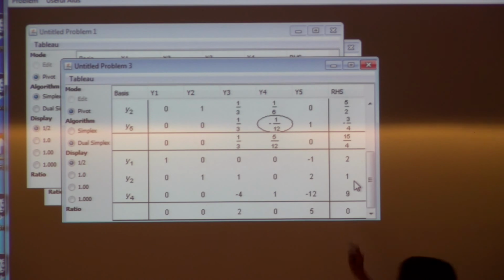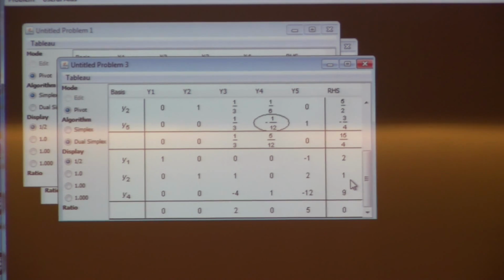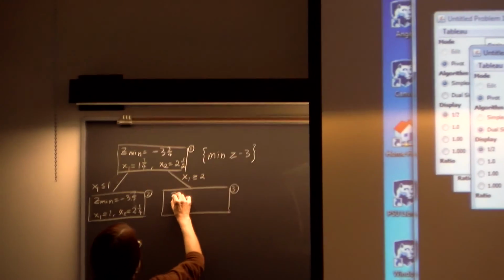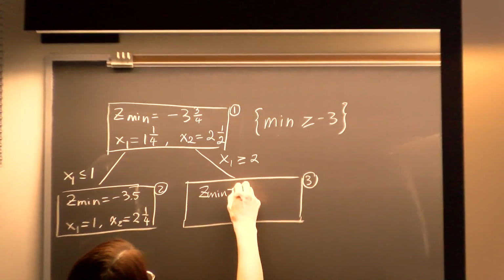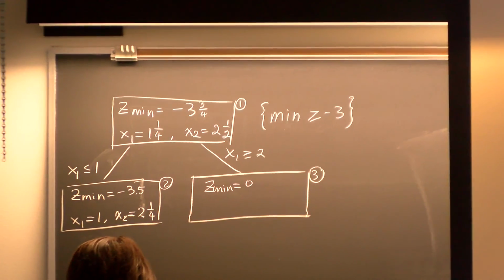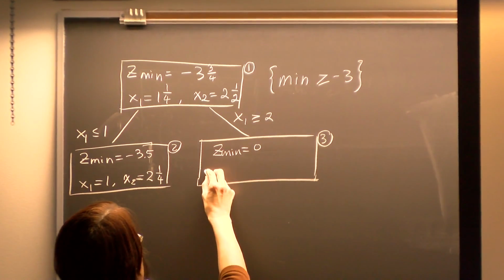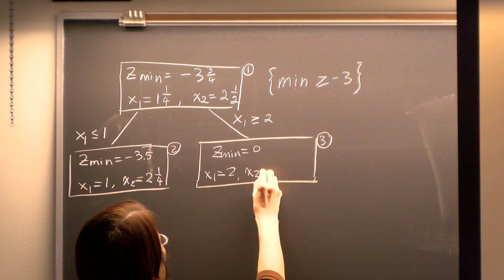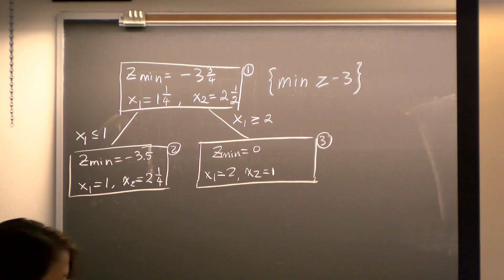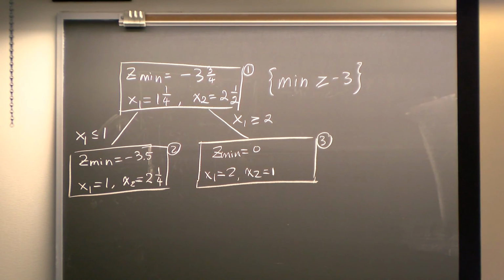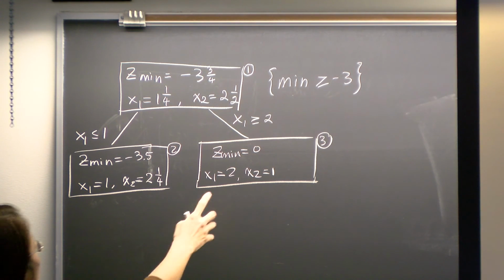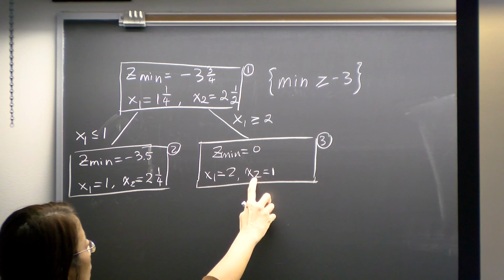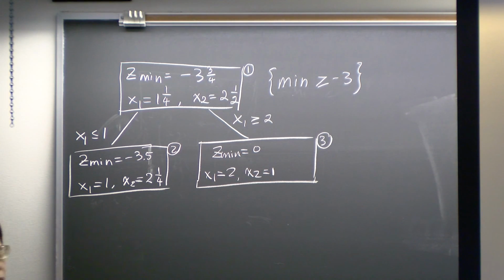So let's record. So the minimum is 0, obtained at integer values. So z min is 0, and x1 is 2, x2 is 1. So it tells me that I have found an integer solution at x1 equals 2, x2 equals 1, where z attains value 0, right?